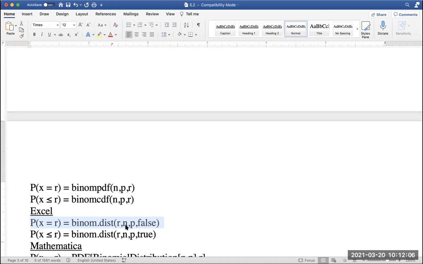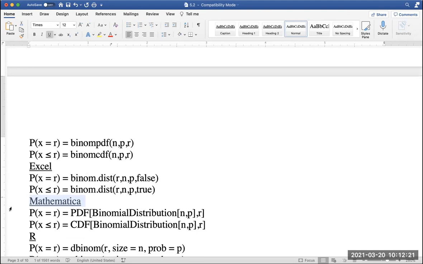In Excel, to find the probability X is equal to R, you would use binom.dist, R, N, P, false. If you're doing the probability X is less than or equal to R, then it's the same command except you say true for cumulative at the end. In Mathematica, to find the probability X equals R, you would use PDF, binomial distribution, N, P, and then R. For the probability X is less than or equal to R, you'd use CDF, binomial distribution, N, P, R.